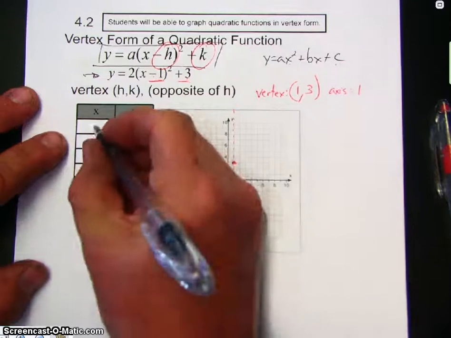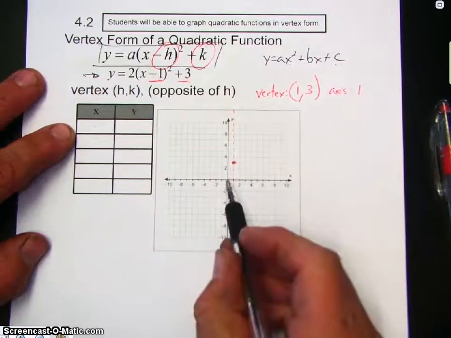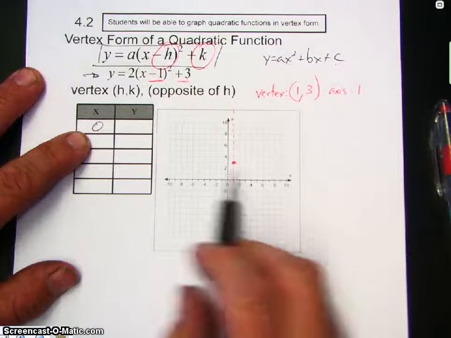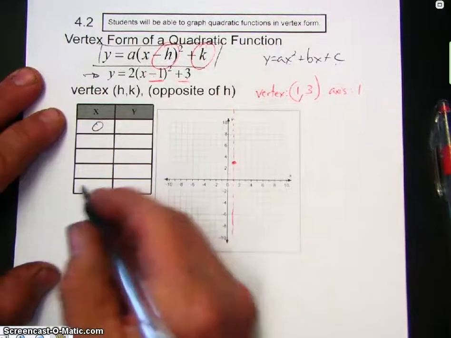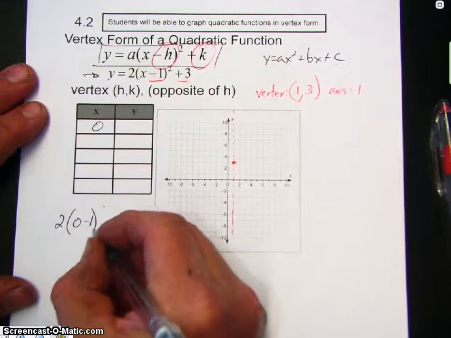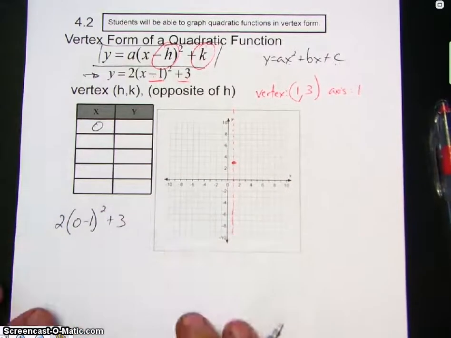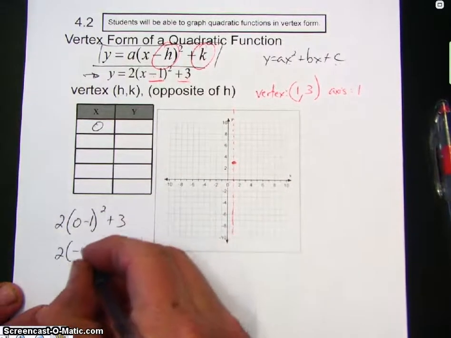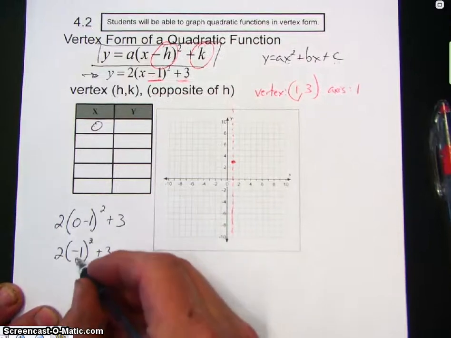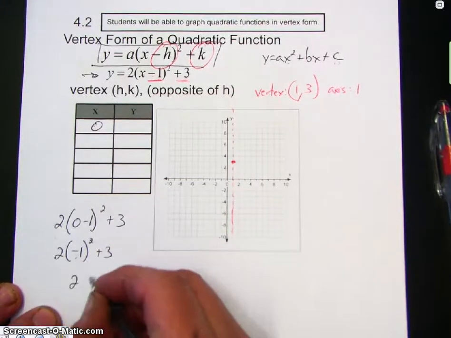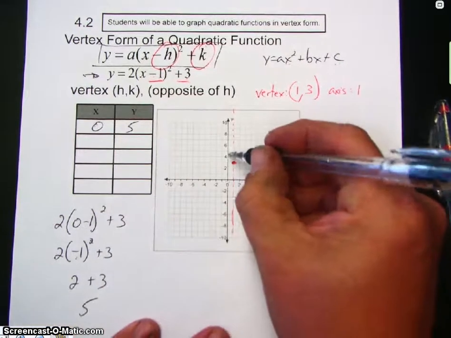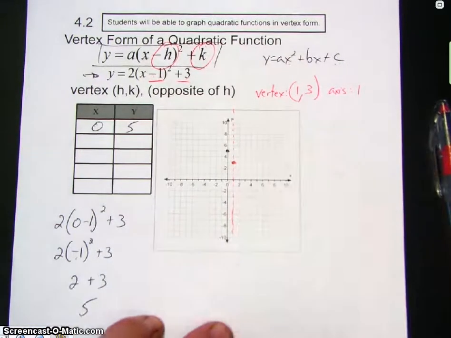So I'm just going to come up with another point for x. I like to pick 0 if it hasn't been used yet. So I'll put 0 for x. So now do 2 times (0 minus 1) squared plus 3. So this becomes 2 times (-1) squared plus 3. And square that becomes +1, times 2 is 2, plus 3 is 5. So my other point is at 5.